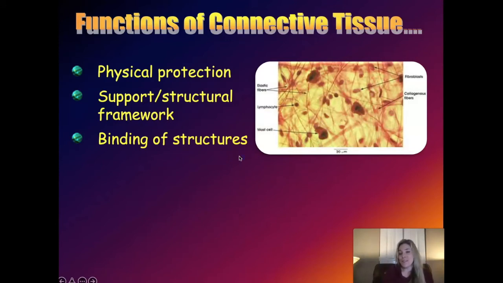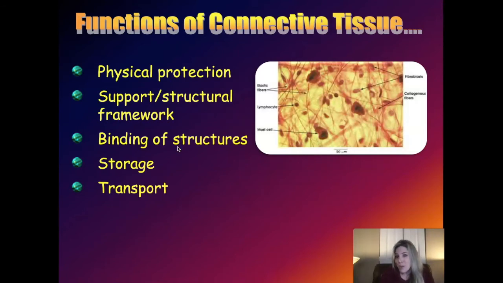Now, we said that connective tissue can act as a glue, and so it's responsible for the binding of structures, where one type of connective tissue is connecting a bone to a muscle, or connecting two bones together, for example. Connective tissue can have a storage function. For example, in the case of adipose tissue, fat tissue, it's obviously storing fat, which is a way of storing energy.